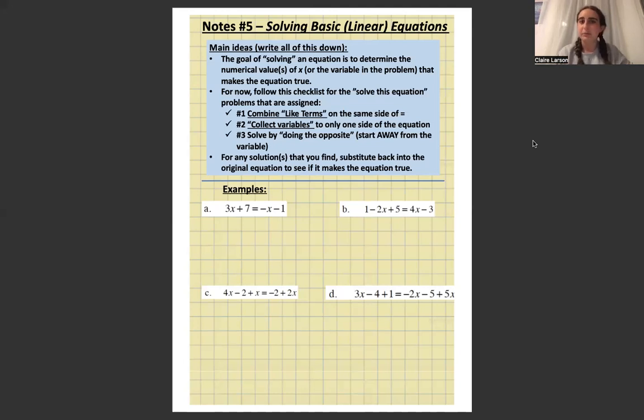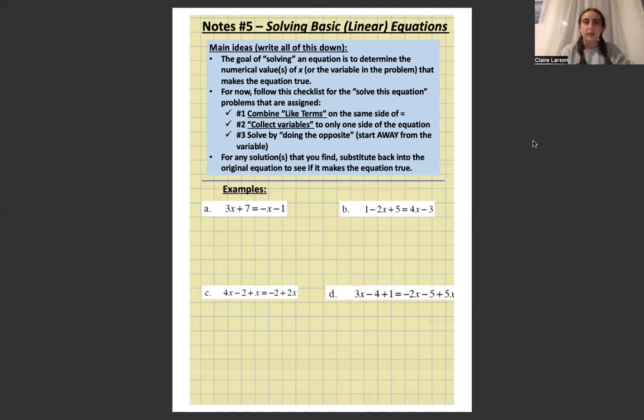So today I'm going to be teaching you a little bit about solving basic equations, otherwise known as linear equations. There are some main ideas to this, and I suggest writing them down because they can help you in the future if you need a refresher, or they can just help you remember. So yeah, I suggest writing these down.